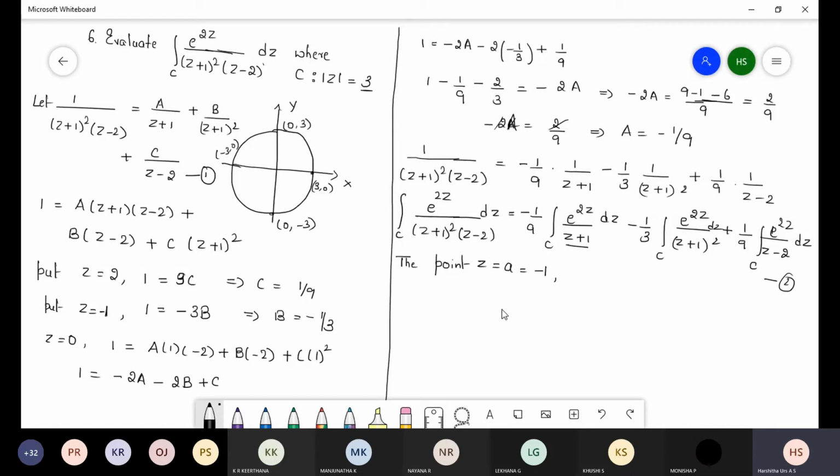Next, again for the second term here, z is equal to a is equal to minus 1, as it is a whole square. So for this we have to use the generalized Cauchy's integral formula. For these two we are going to use only Cauchy's integral formula. For these two Cauchy's integral, for this one generalized.